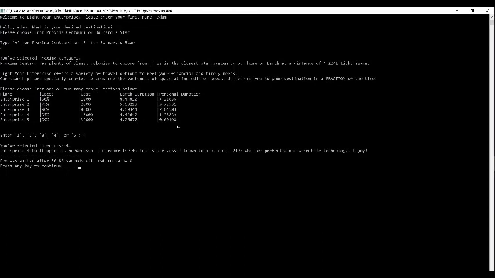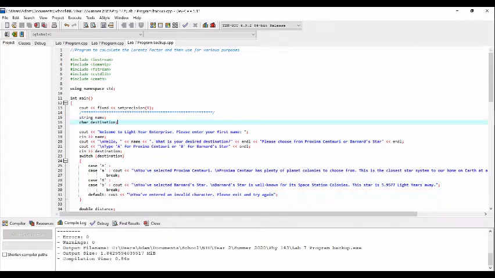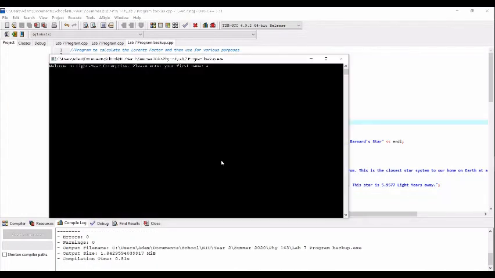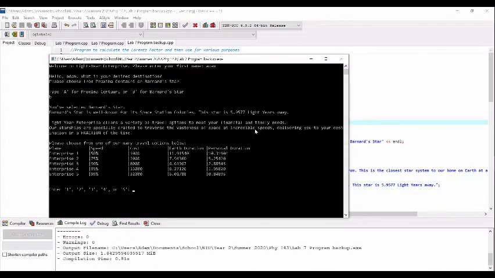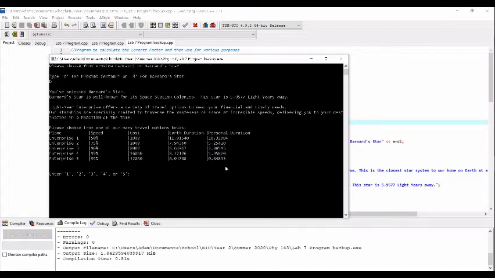The personal duration is much, much less than the Earth duration. So the Earth duration is 4.3, the personal duration is 0.6. So about a 3.7 year difference in the amount of time that is experienced by the two different observers. This is an example of time dilation, and if I run the program again, which I'll do real quick, I'll show you Barnard's Star. So as you can see, there's a different distance, different Earth duration, different personal durations.